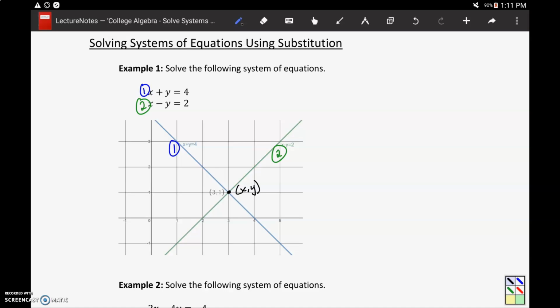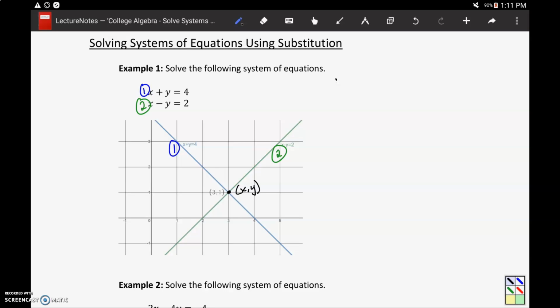In this case, I already have these two lines graphed, and we can see that they intersect at the point 3 comma 1. So we know what solution we should get in the end here. But again, it's just a good idea to keep that in mind. What we're solving with a system of equations is the point or points where our two lines intersect.